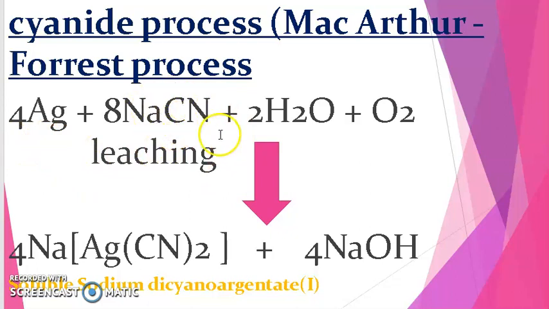Then plus 2H2O plus O2. This is the basic combination for the cyanide process, and through the leaching you will get a complex, 4 Na[Ag(CN)2]. That means it is a water soluble compound, sodium dicyanoargentate. Then you get a side product, sodium hydroxide. So this compound is the final product.